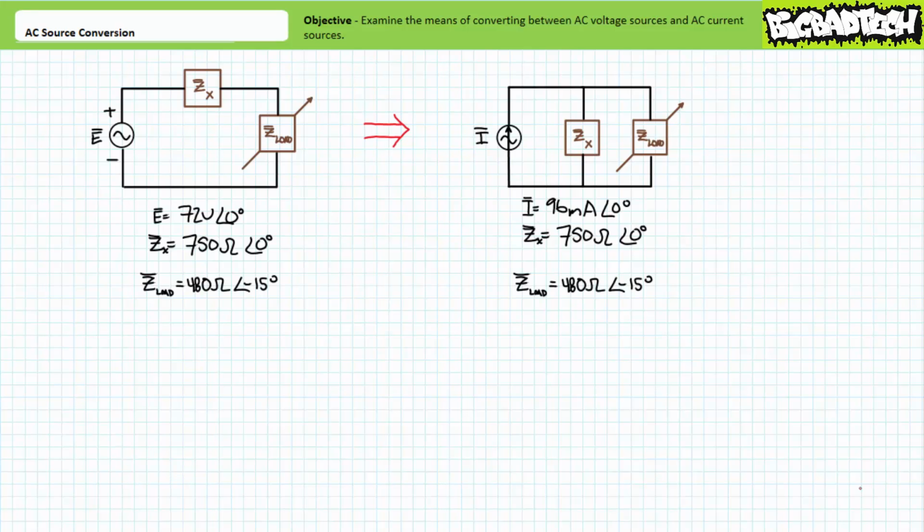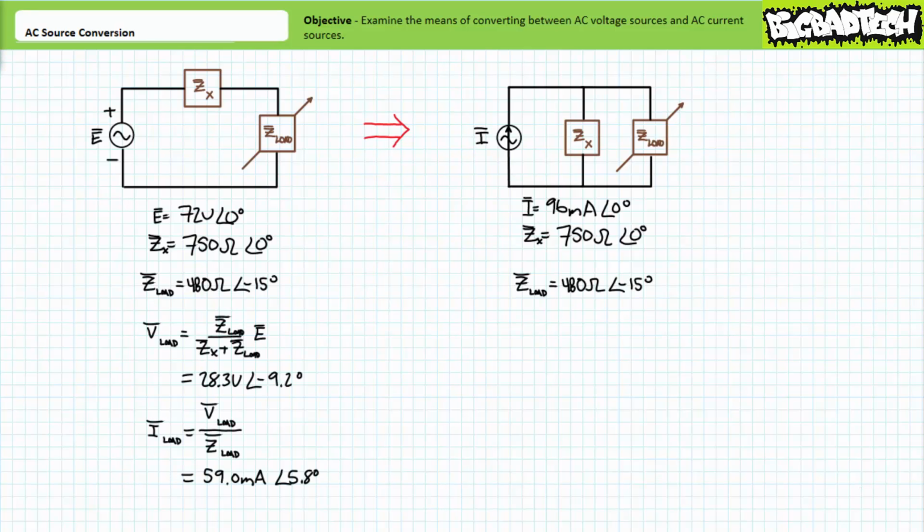Let's say we set our variable load impedance to 480 ohms at an angle of negative 15 degrees. Our original configuration is a perfect setup for the AC voltage divider rule. We know applied voltage, and we know both impedances in a series combination of two elements. An application of the AC voltage divider rule demonstrates the voltage across the variable load impedance will be 28.3 volts at an angle of negative 9.2 degrees.